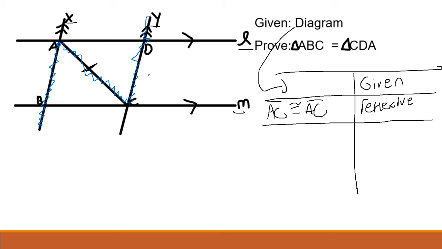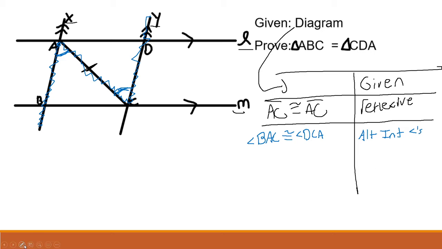Okay. So I do have my Z there, so that means that this corner of the Z is congruent to this corner of the Z. So that would be angle BAC. So angle BAC is congruent to angle DCA. And that's by alternate interior angles.